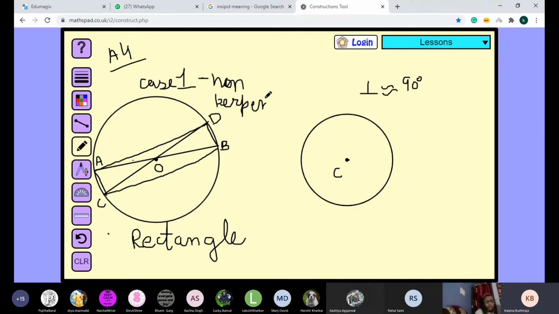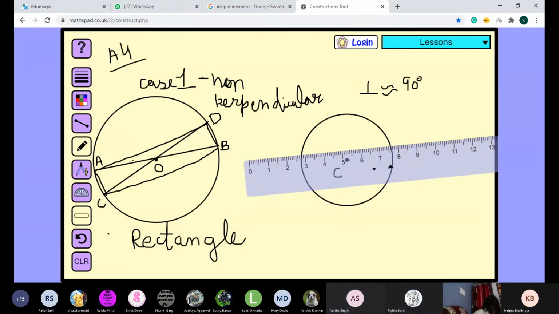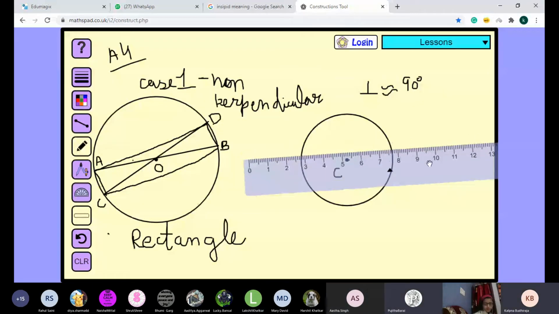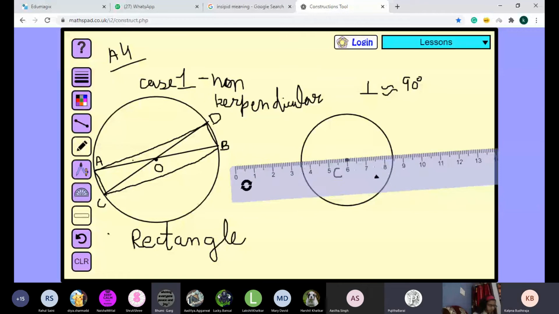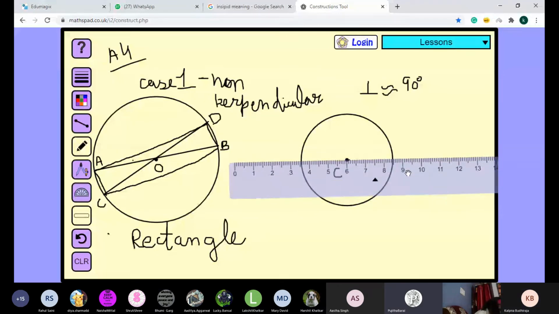Who will tell me what is the meaning of perpendicular? Diya, tell me. Beta, perpendicular means? Pujita, tell me. Ma'am, 90 degree. Yes, 90 degree. Now we are doing case 2. All of you write down there. Case 2 is the perpendicular case. Okay, write down below that perpendicular case.